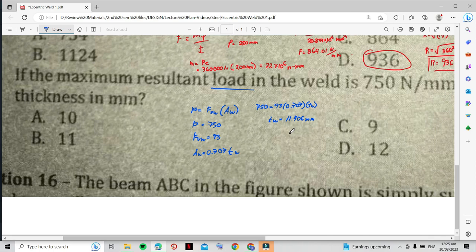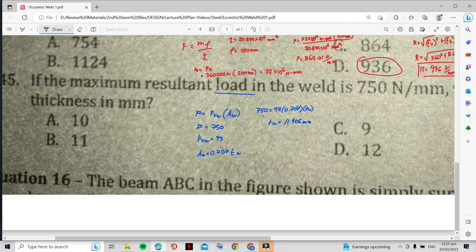So what will you choose between 12 and 11? For me, round up. With a greater thickness, you have greater load capacity. So say 12 mm. That's the answer.